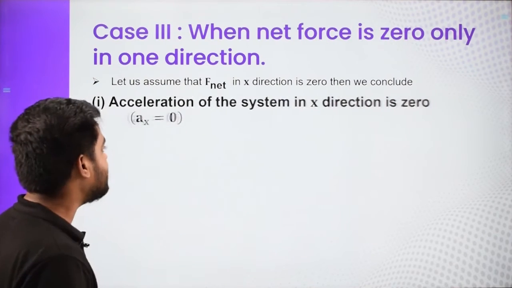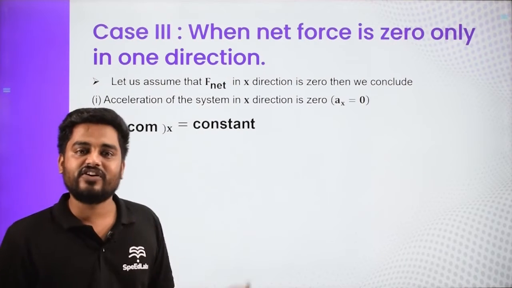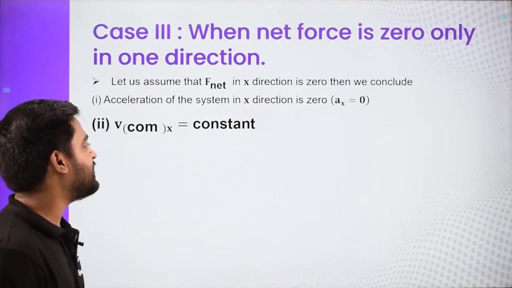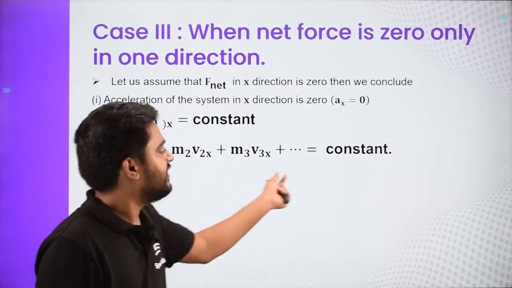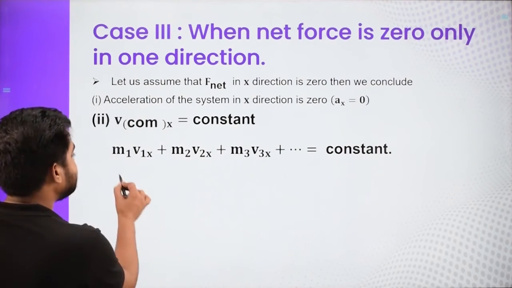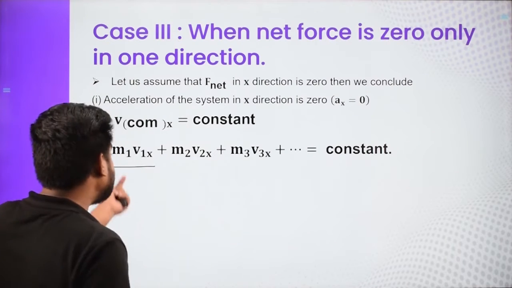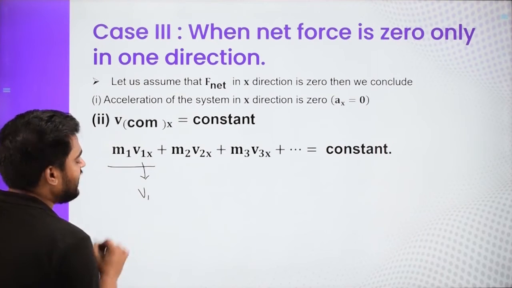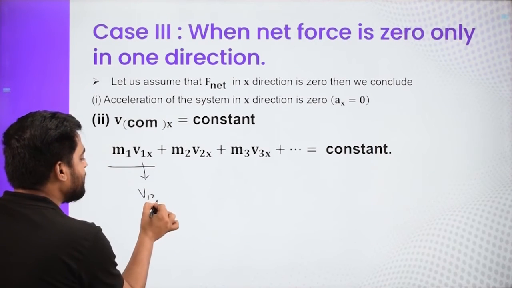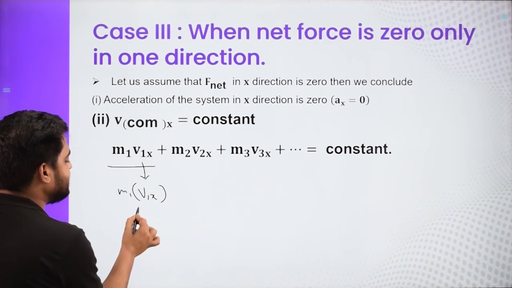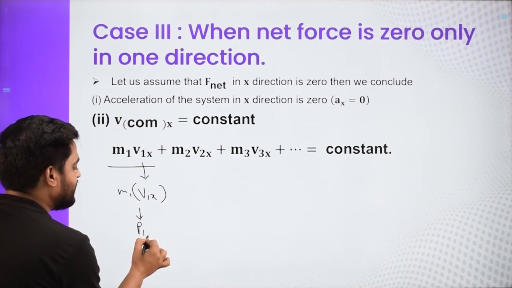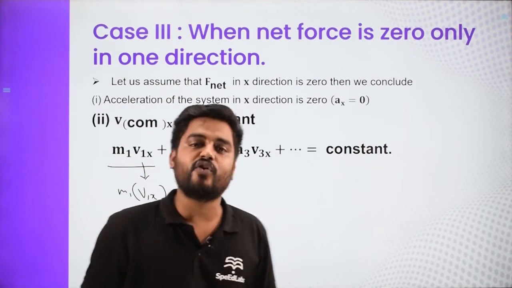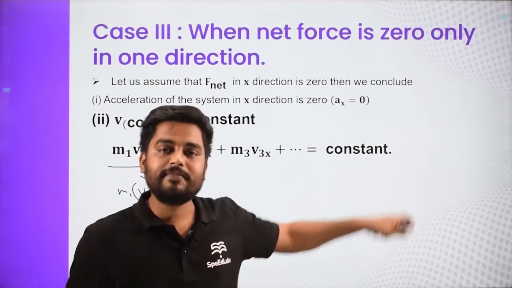And if acceleration is 0, then the velocity of the center of mass is not going to change along the x-axis, so it is going to remain constant. And if that happens, then we can apply that this thing is constant. What is this? This is momentum, right? Momentum of particle 1 along the x-axis, because we are taking the x component of the velocity of particle 1 and multiplying with its mass. So this is nothing but the momentum of particle number 1 along the x-axis. Like that, the momentum of all the particles along the x-axis will remain constant.